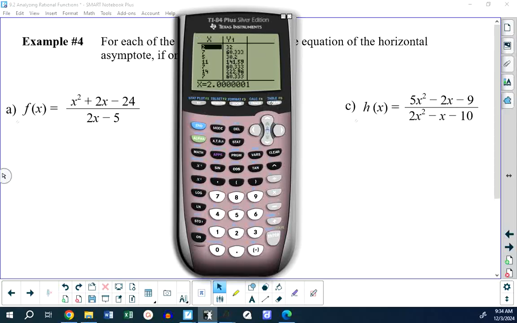So I go to my table, and I'm going to put in 500 for x. Now, 500 is a pretty big number. Is it anywhere near infinity? No, but it's big enough for our purposes. And you can see the y-coordinate has exploded to 251,000.